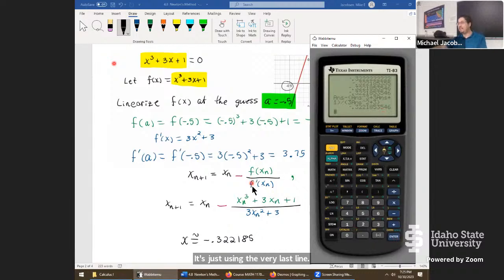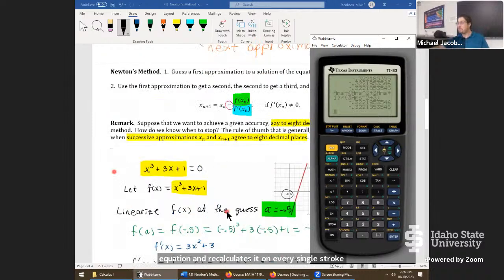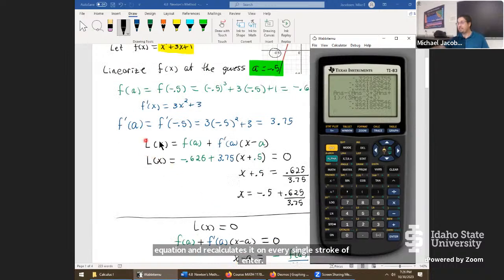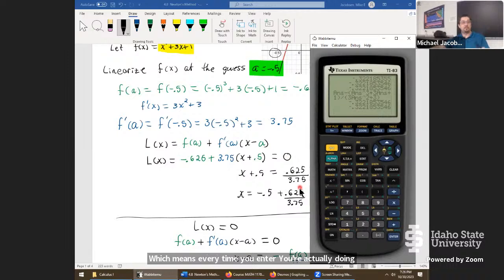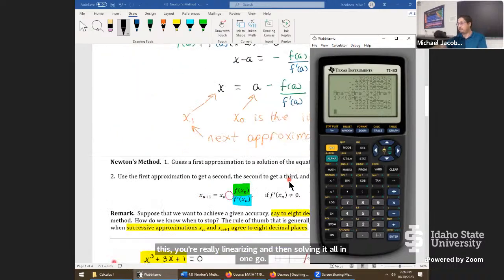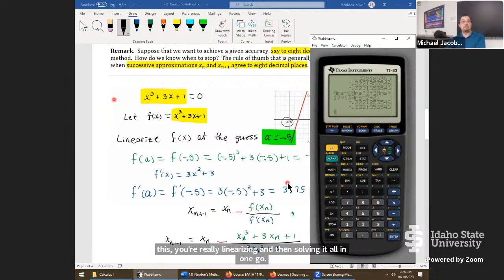Exactly. Every time I hit enter, it puts the new value, say this number right here, back into that entire equation and recalculates it on every single stroke of enter, which means every time you hit enter, you're actually doing this. You're relinearizing and then solving it all in one go. Just a huge amount of mathematics in one step. Does that make sense at the moment? Cool.